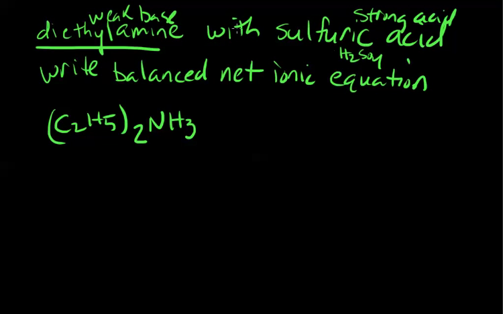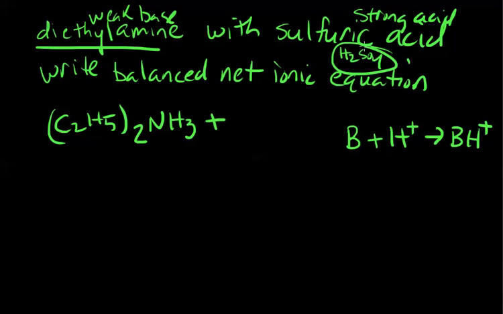So we have a strong acid plus a weak base, and the general form for that reaction is your base plus the hydrogen ion from the strong acid to give you the base with the hydrogen ion added to it. So we're going to have diethylamine plus, and the sulfuric acid isn't going to be in this net ionic equation as H2SO4. It's going to be in this as the hydrogen ion, and I'm going to draw my arrow down in this direction so I have some room.